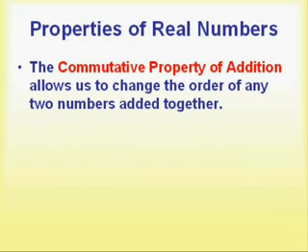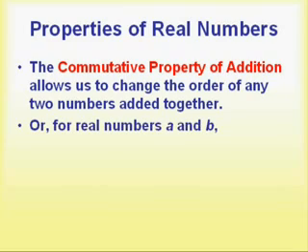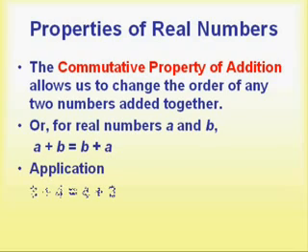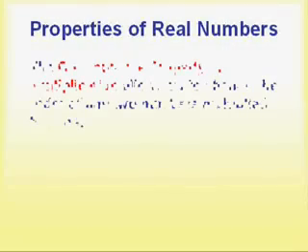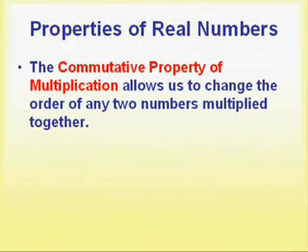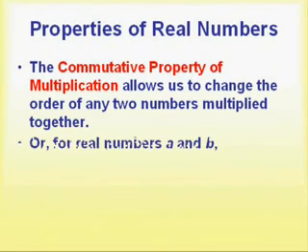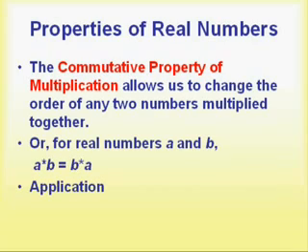The commutative property of addition allows us to change the order of any two numbers added together. For real numbers a and b, this simply means a plus b is equal to b plus a. Using numbers instead of variables, we see that 3 plus 4 is equal to 4 plus 3. The commutative property of multiplication allows us to change the order of any two numbers multiplied together. For real numbers a and b, a times b is equal to b times a. Using numbers, 3 times 4 is equal to 4 times 3.